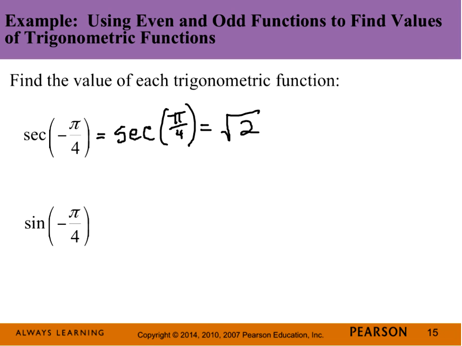By contrast, the sine of -pi/4, well, the sine function is an odd function. So this is the same thing as the negative sine of pi/4. Well, the sine of pi/4 was square root 2/2, and we need to take the negative of that. So we found that by using our even and oddness of the functions there. That's it for those 2. Are y'all good to move forward? Okay.